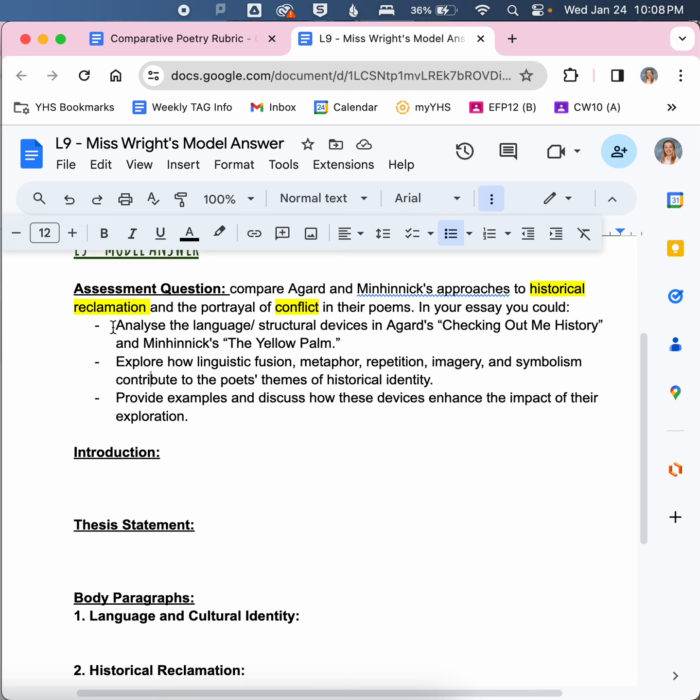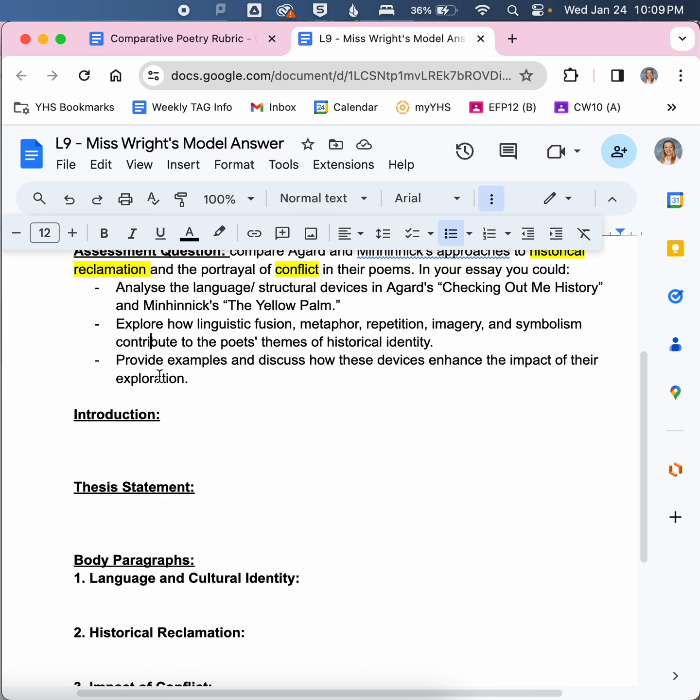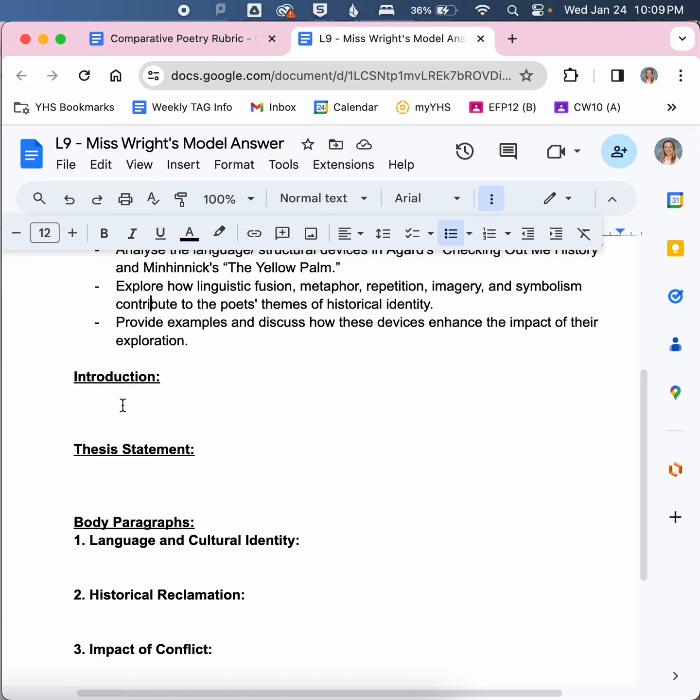So I've then given myself some hints. In your essay, you could include an analysis of language and structural devices, explore how linguistic fusion, metaphor, repetition, imagery, and symbolism contribute to the poet's themes of historical identity, and provide examples and discuss how these devices enhance the impact of their exploration. So I'm just going to go straight into it. If I was to write an introduction, I would start with this.